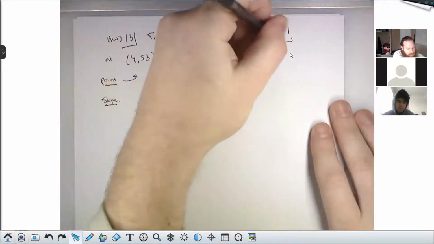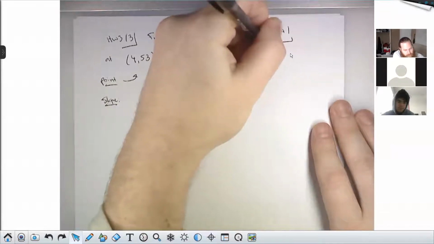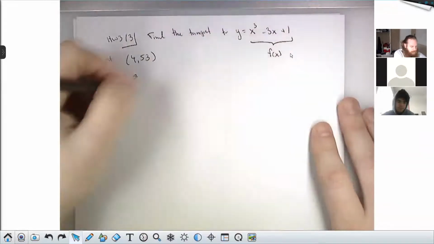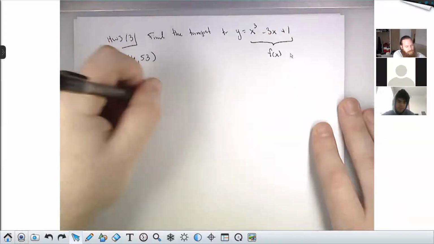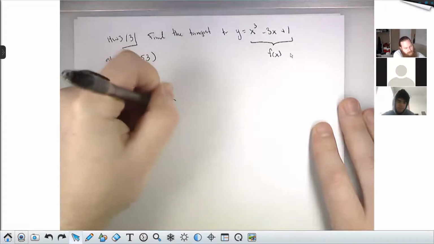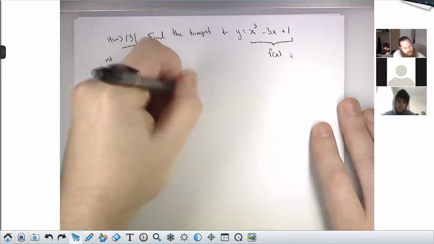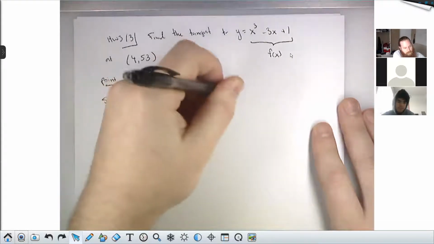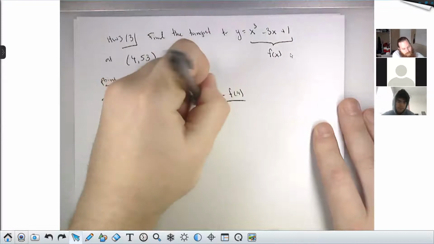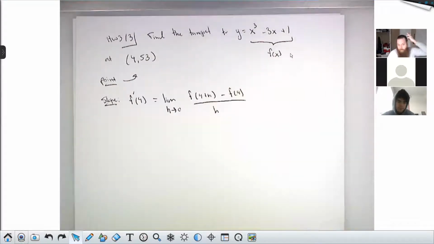My function in question here is this guy. So my slope here is going to be f prime of 4, which is going to be the limit as h goes to 0 of f of 4 plus h minus f of 4 all over h. Although, as we were talking last week, we could calculate this in general. We could calculate f prime of x and then plug in 4 for x in that expression. But I think this will be easier since we just want the one slope.